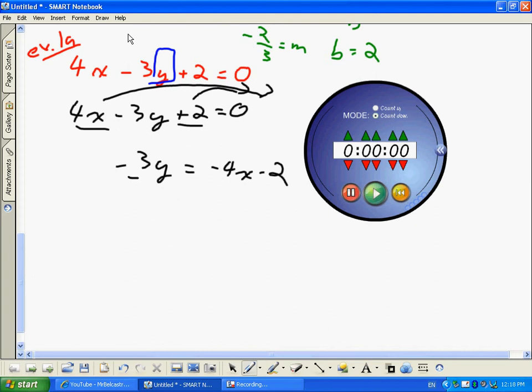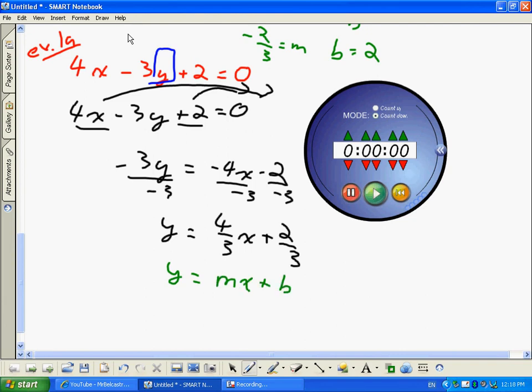And finally, I got to get rid of this negative 3. So I'm dividing by negative 3 each term. That becomes y is equal to, because both terms are negative, positive 4 over 3x. Because both terms are negative again, positive 2 over 3. Even though they're fractions, this is actually in our y equals mx plus b form. The slope is 4 over 3. Our y-intercept is 2 over 3.